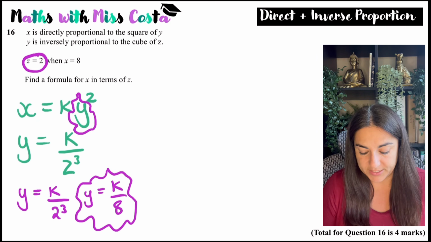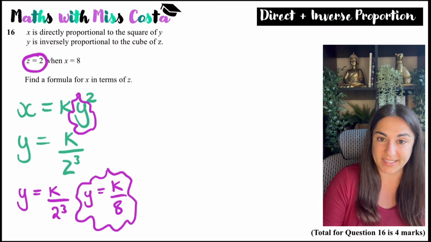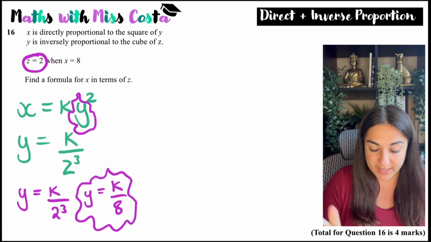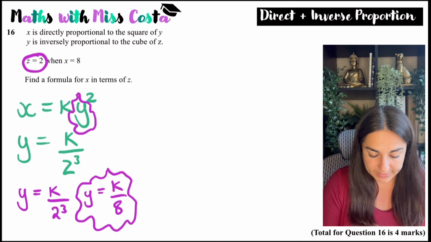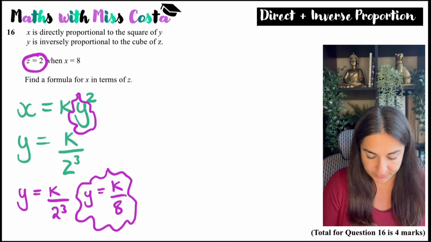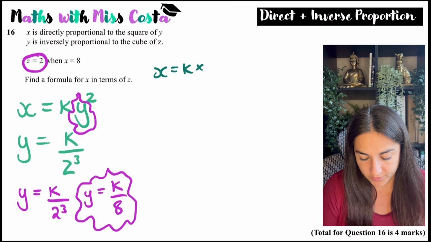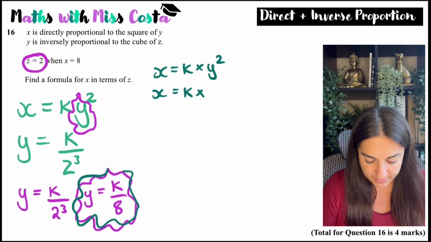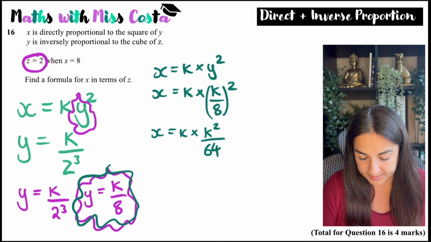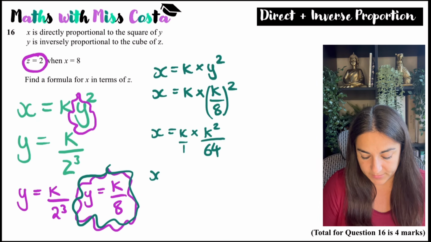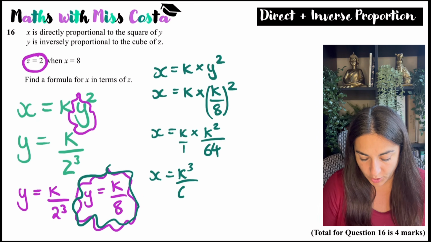So the y value here is k over 8, and there's a y value here which I can eliminate. So what I want to essentially do is put one formula into the other so that I can eliminate the third variable. So we've got x, y and z, but we only want to be writing it in terms of x and z. So I'm going to substitute this into that equation. So x equals k times by y squared. So therefore x is going to equal k times by this, which is k over 8 squared. So let's simplify that. K times k squared is k cubed, and 8 squared is 64. Imagine this is a fraction, so x is going to be k cubed over 64.